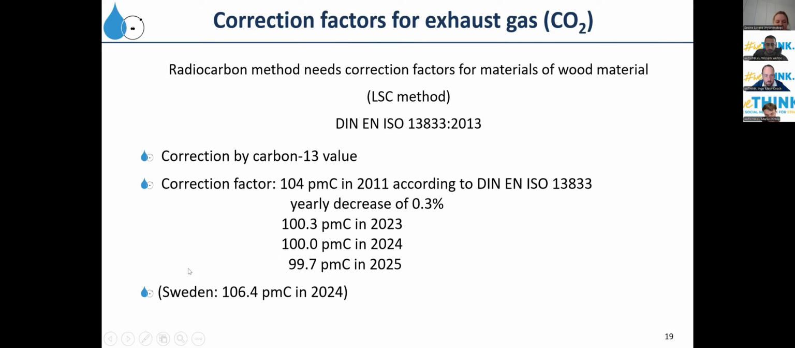Sweden, that was very interesting, has different correction factors for exhaust gases. So if you have a combustion power plant in Sweden, you need to buy more CO2 certificates.